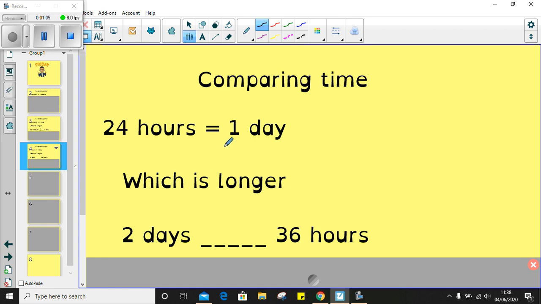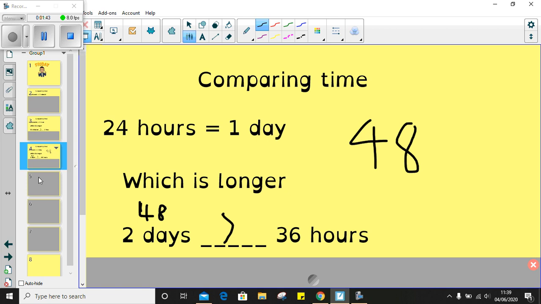So for me to work this out, I know that 24 hours in 1 day, so I need to work out how many hours are in 2 days. So I need to double 24. If I double 24, I'm going to double 20 first, so that gives me 40. Then I'm going to double 4, which is equal to 8. Put it together, I have 48 hours in 2 days. So I can see there that 48 hours is greater than 36 hours. So 2 days is longer than 36 hours.